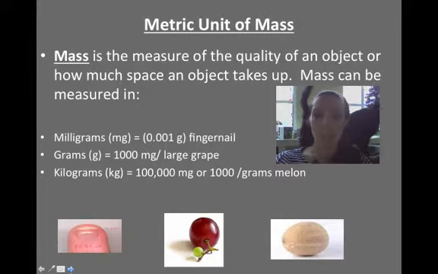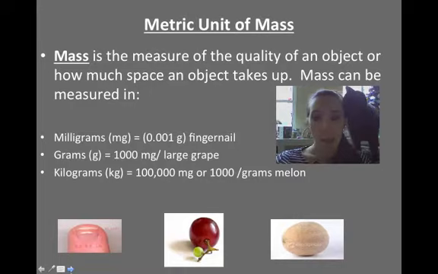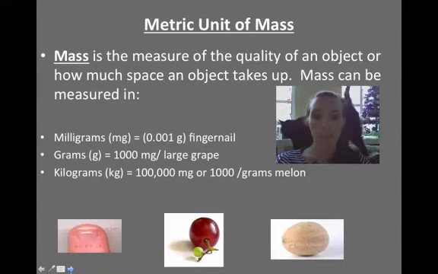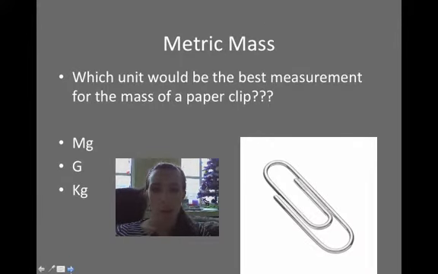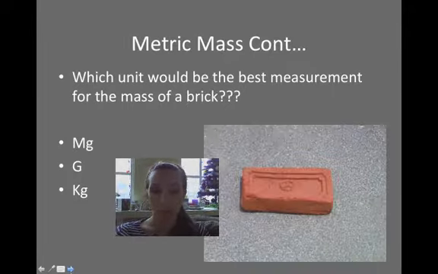Mass can be measured in milligrams, which is like the mass of a fingernail, about how heavy a fingernail would be. Grams, which would be like a big grape. Or kilograms, like a melon. A melon is about 1 kilogram. Okay? What unit would be the best measurement for the mass of a paperclip? It would be milligrams. Milligrams would be the best unit for the mass of a paperclip.